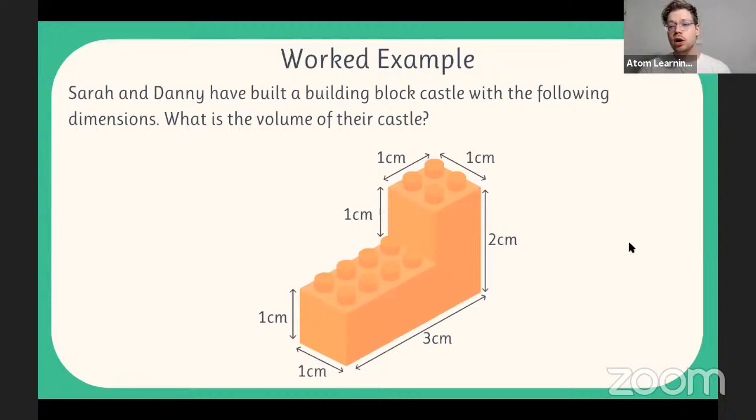Okay, so let's go over an example together. Math is not always that fun, so why not include some Lego to make this lesson a little bit more fun? Is funner a word? This is an English lesson. We can worry about that tomorrow. So Sarah and Danny have built a building block castle with the following dimensions. What is the volume of their castle?